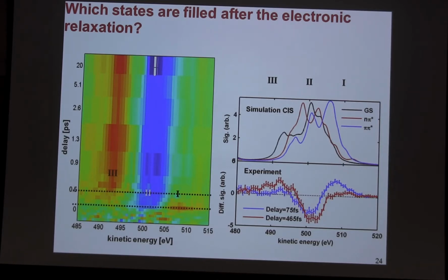It's not a relaxed pi star state of any kind, that's always blue shifted, but we find that the n pi star state calculation, given here in red, really shifts the Auger spectrum towards lower kinetic energies compared to the ground state. So now when you do your difference spectrum, UV excited minus UV not excited, you really get this modulation, negative, positive, that we see here.